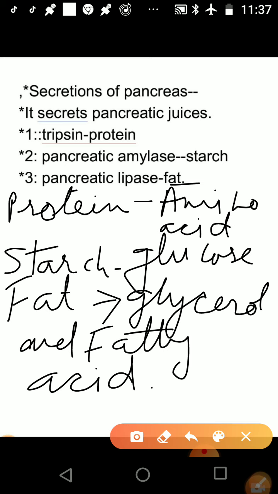So that is how digestion takes place with the help of this kind of glands that release their juices and enzymes to break down this complex food into simple soluble substances. Okay, so that is about the two glands.